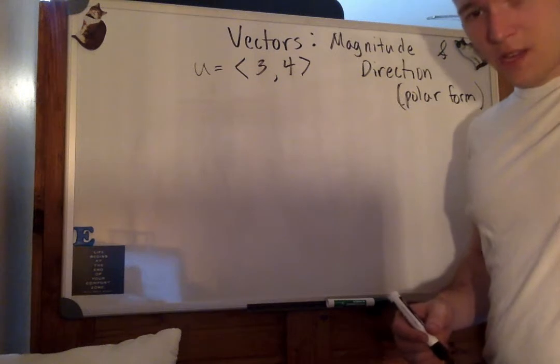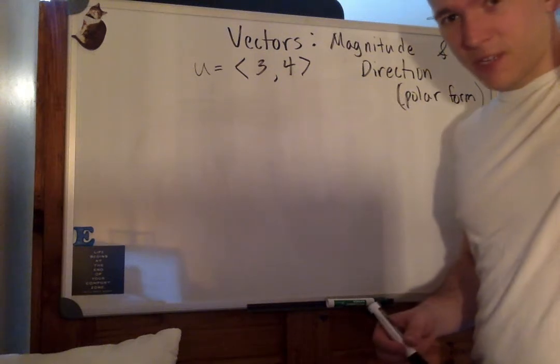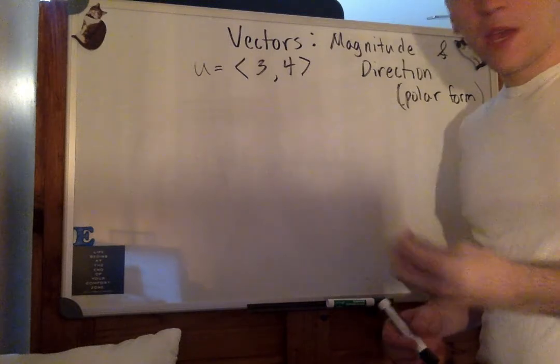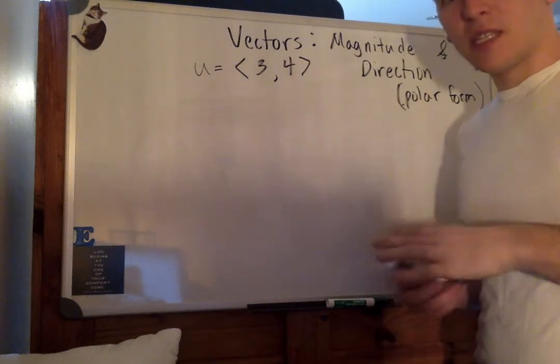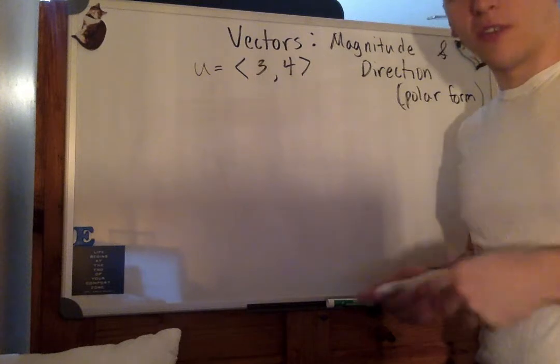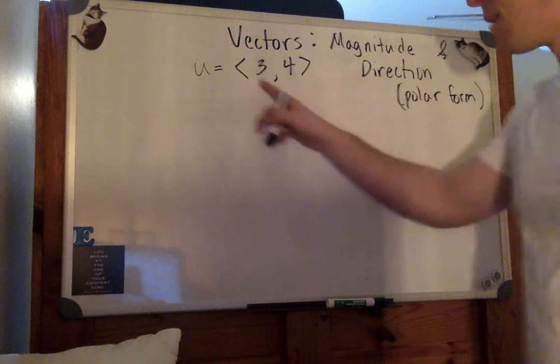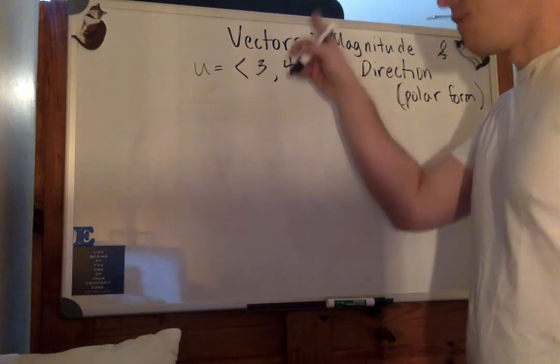All right. One of the most important things about vectors is being able to convert back and forth between rectangular and polar form. Don't get intimidated, but this is the thing that actually turns vectors into something useful. So in real life, we rarely ever think about things in terms of 3, 4.